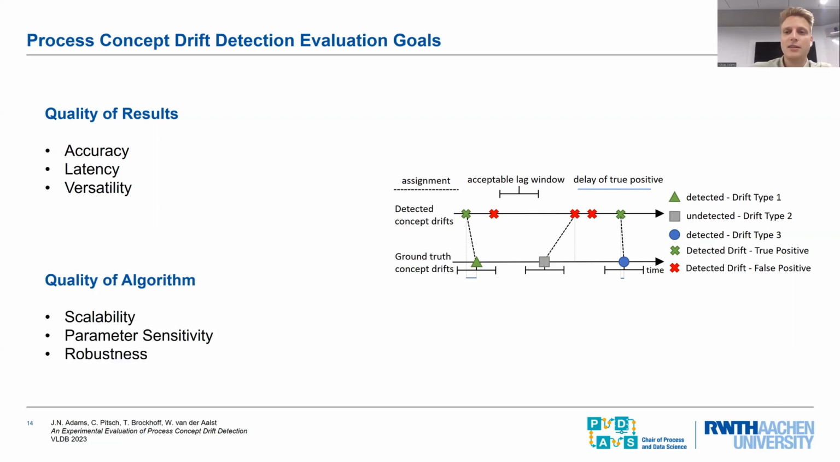And then additionally, first there was the quality of the results, but we also have some evaluation goals with respect to the quality of the algorithm, which is the scalability, which is, I think, quite self-explanatory. Then we want to know how sensitive the algorithm is to choosing parameters, and also how robust the algorithm is to noise in the data, because that's what we have quite often.